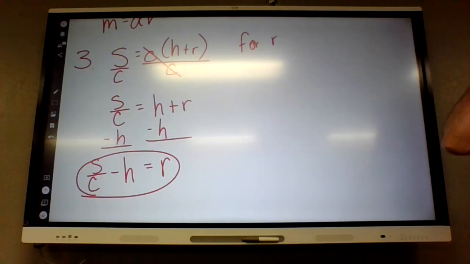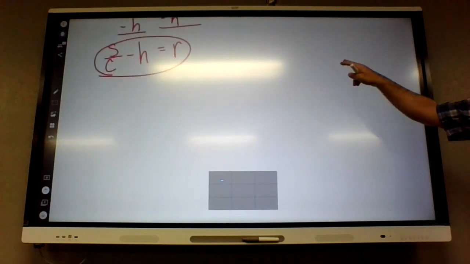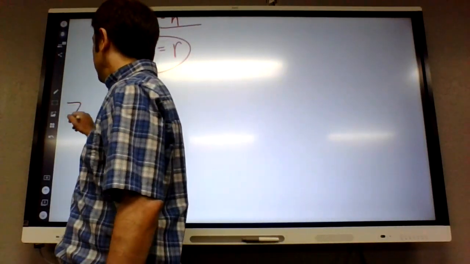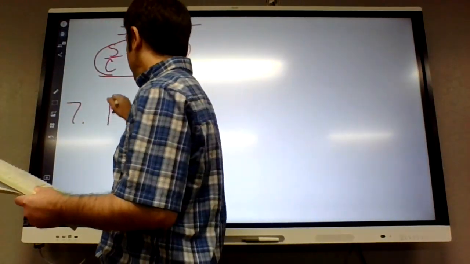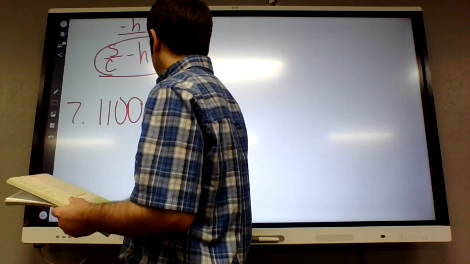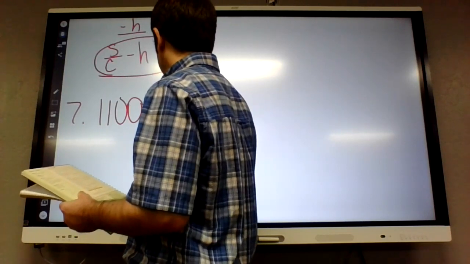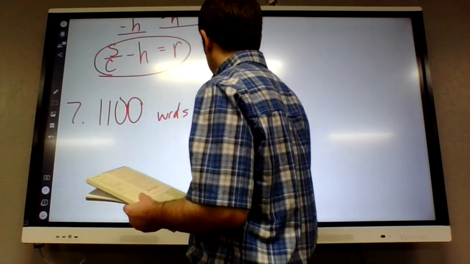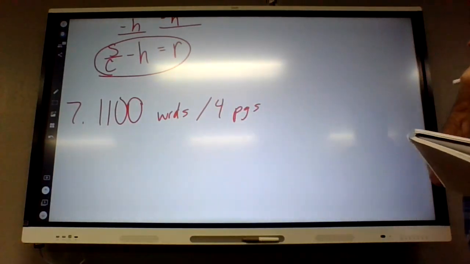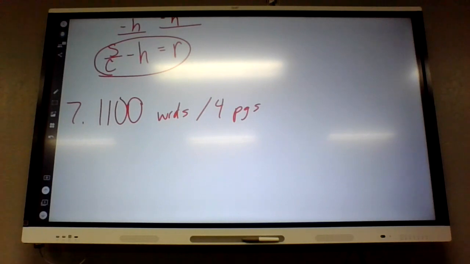Okay, unit rate. Not hard to do, but maybe hard to remember what to do. Sarah, it says 1100 words in 4 pages. Do you think you know what they're asking when they ask for the unit rate? Well, if you can fit 1100 words on 4 pages, the unit rate is how many words you can fit on 1 page. So we just divide by 4.